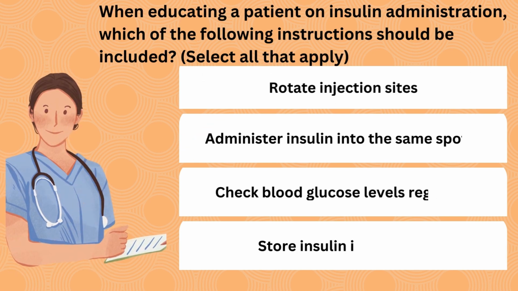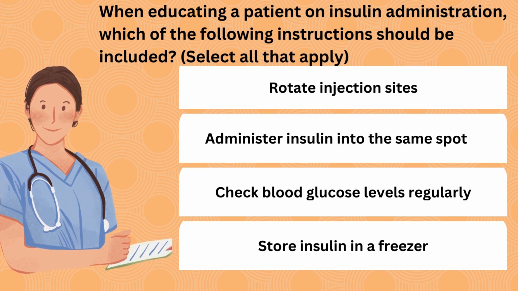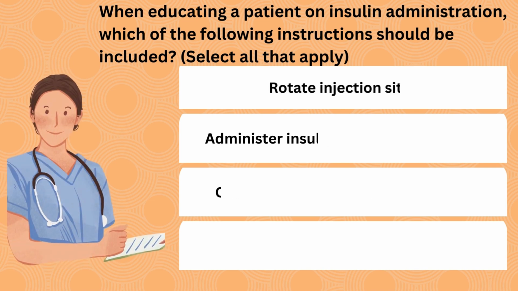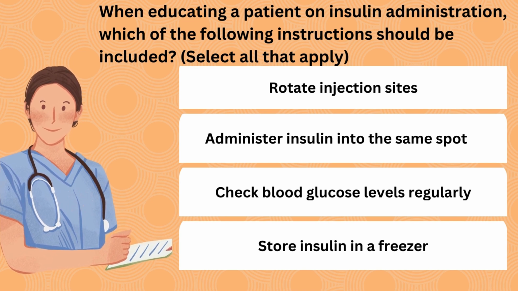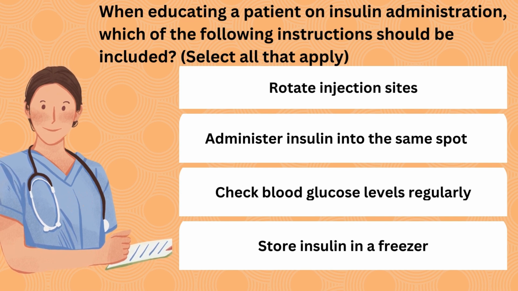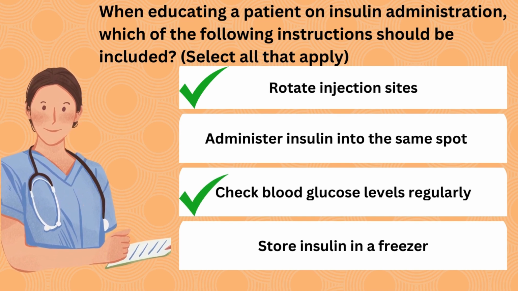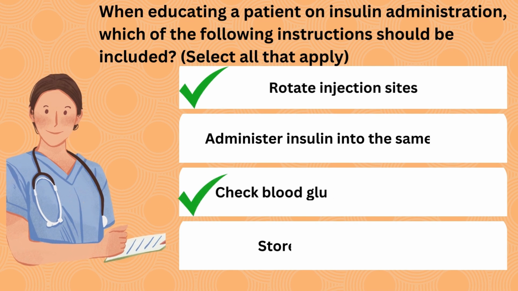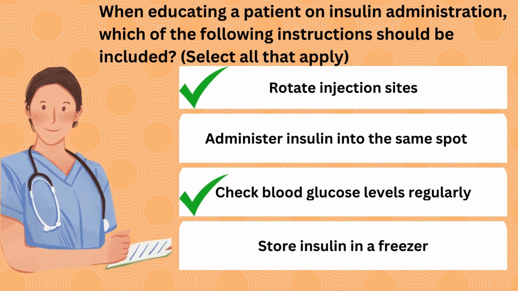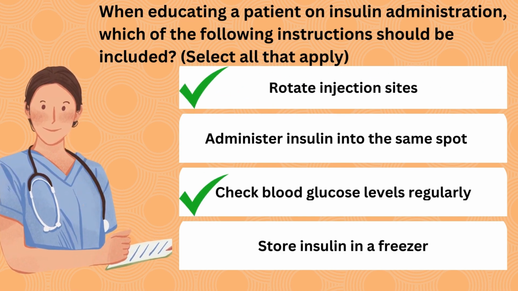Question 20. When educating a patient on insulin administration, which of the following instructions should be included? Select all that apply. A. Rotate injection sites. B. Administer insulin into the same spot. C. Check blood glucose levels regularly. D. Store insulin in a freezer. The correct answers are A. Rotate injection sites, C. Check blood glucose levels regularly. Rotating injection sites prevents tissue damage, and regular blood glucose monitoring is essential for managing diabetes.